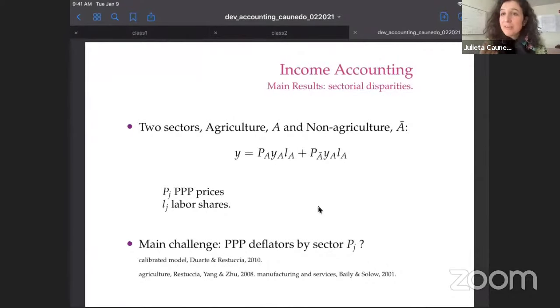that I actually wasn't aware of until recently. And I think it's nice to take a look in terms of giving us ideas on how to measure this PPP for broad sectors. Now, going back to agriculture.